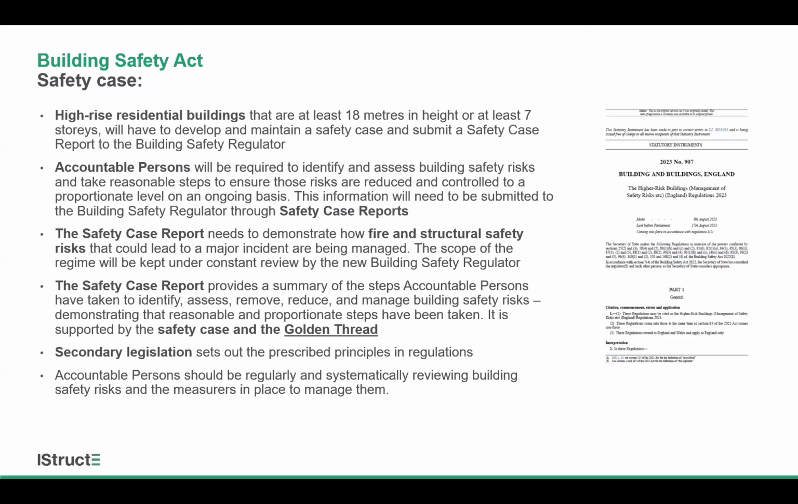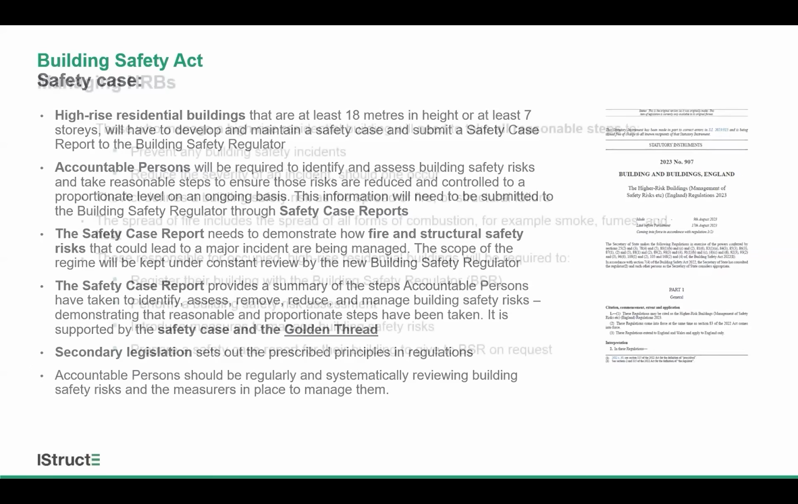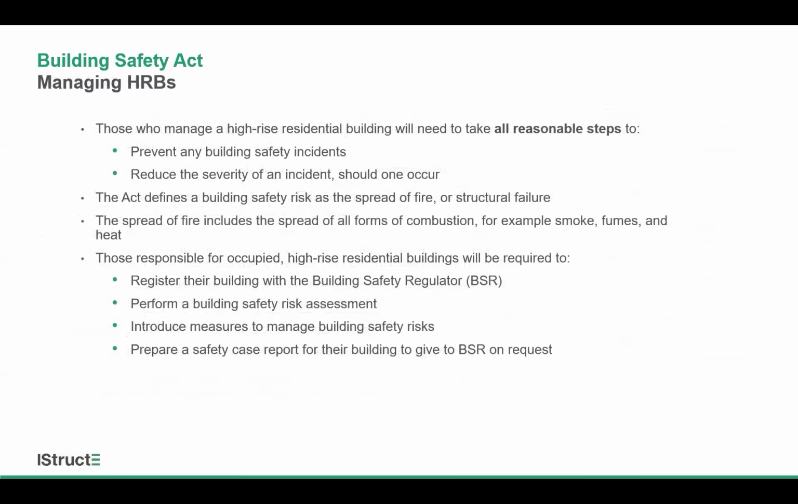The safety case report needs to demonstrate how fire and structural safety risks that could lead to a major incident are being managed, and it needs to be kept within the golden thread. So those within existing buildings need to prevent safety risks occurring and reduce the severity of those risks. The risks are limited to fire and structural failure, so they don't cover things like mold, for example, but they do cover things like combustion, smoke, fumes, and heat.